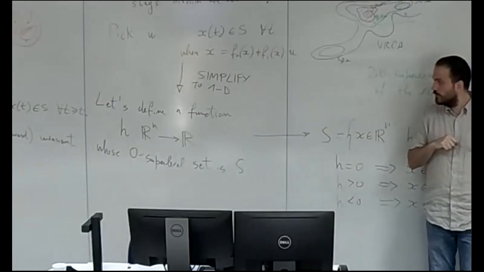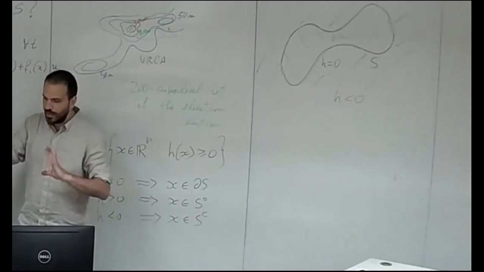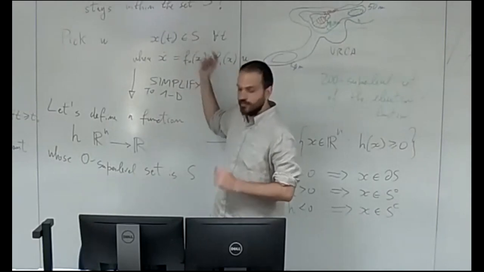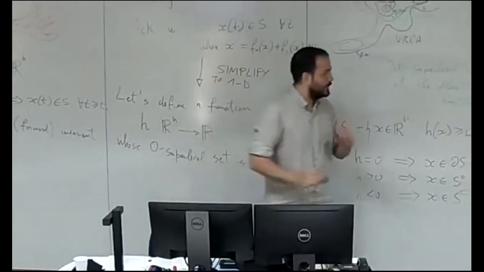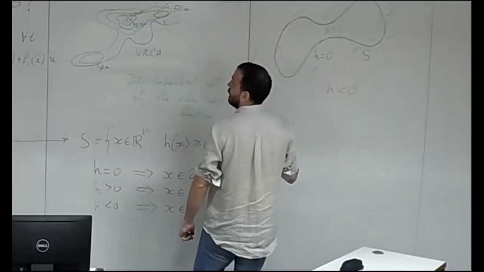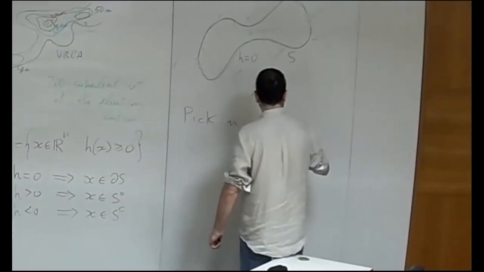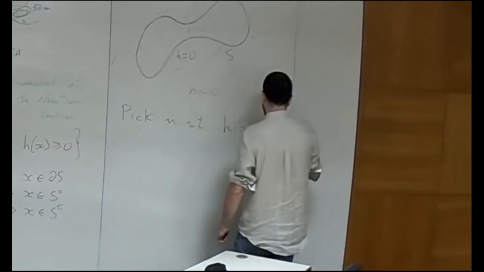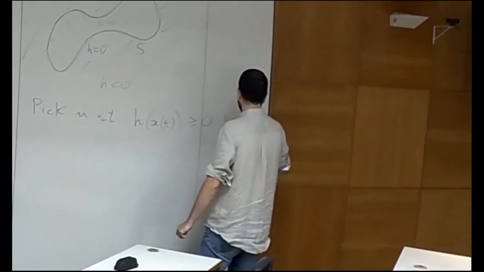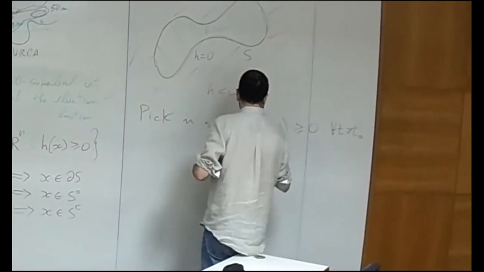Again, we reduced from n dimensions to one number, such that we are in the n-dimensional set S, to a one-dimensional problem: find u such that h of x is greater than or equal to 0 for all time. This is a number, a scalar.